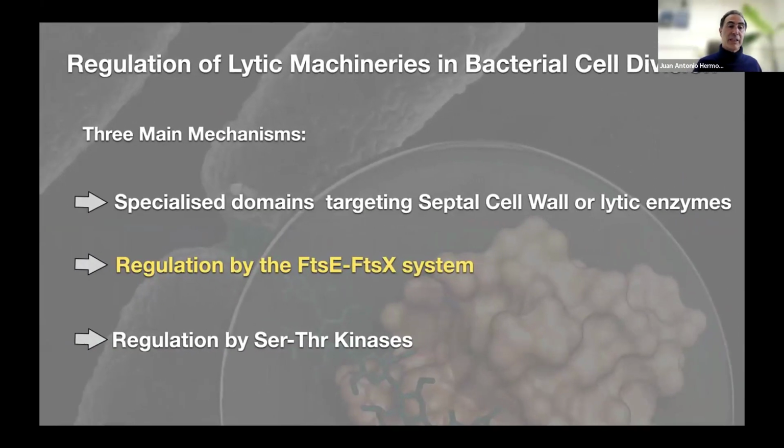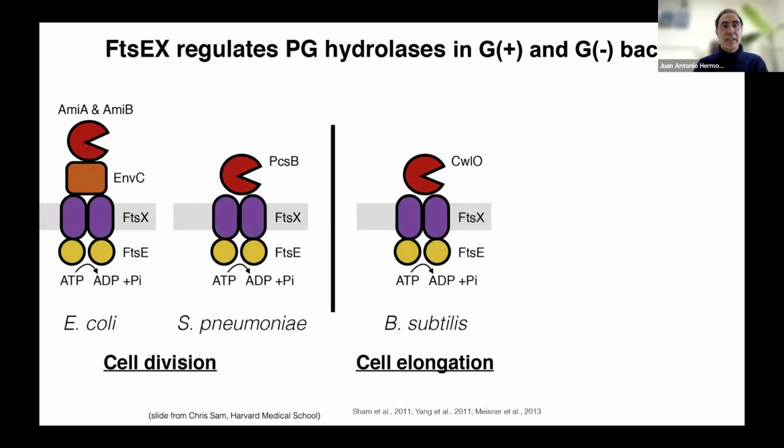Okay, so concerning the second part of my talk, the regulation by the FtsEX system. FtsEX regulates peptidoglycan hydrolysis in both gram-positive and gram-negative bacteria. And this system is involved in both cell division and cell elongation. As you can see in this slide, there are different components. In the case of E. coli, for instance, on the left part of my slide, you see that FtsE is expected to have ATPase activity, and FtsX crosses the membrane in order to support the EnvC protein, which is some kind of pedestal protein presenting the LytM domain we talked about previously. And then attached to this, there are amidases that perform the lytic activity.